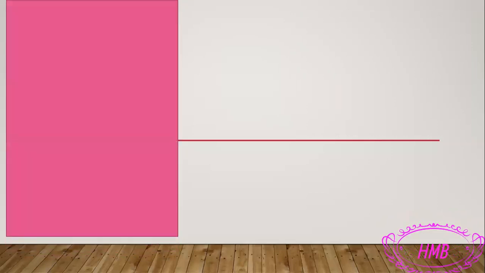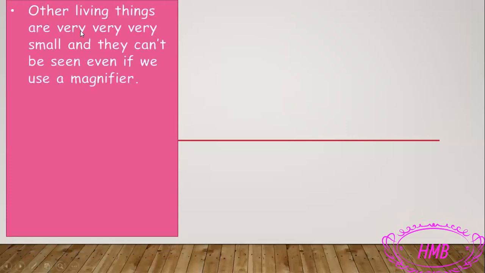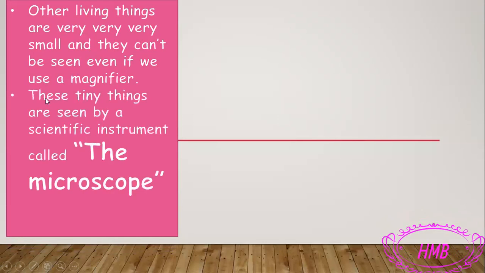But how about the things that are too tiny and very small? Even if we use a magnifier, we cannot see them. Other living things or other things are very small and cannot be seen even if we use a magnifier. I have a way to see these tiny things: they can be seen by a scientific instrument or apparatus. This instrument, tool, apparatus, or you can say machine, we call it the microscope.